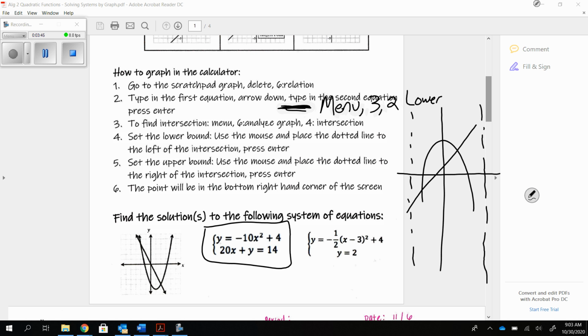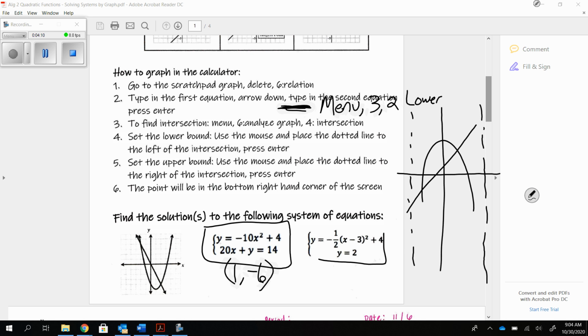Then I scroll over to get the upper bound. Make sure you include the entire graph. I hit OK, and then right away an intersection should have popped up. And if you did this correctly, our intersection is (1, negative 6). And we're done. That's it. All right? It's that simple. You need a calculator for this one. All right? Try the third one.